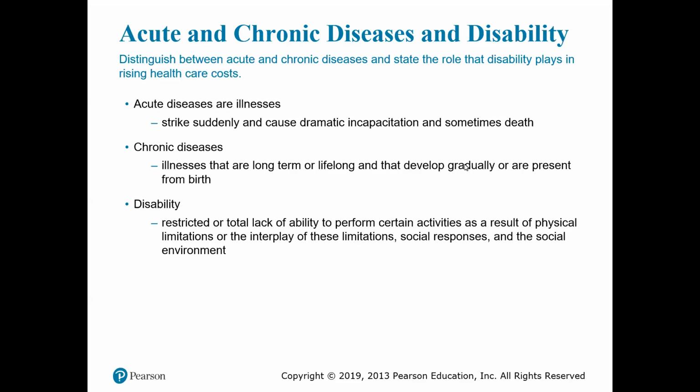Let's look at the differences between acute and chronic diseases and disability or differing abilities. Acute diseases are illnesses that strike suddenly and cause dramatic incapacitation and sometimes death. Chronic diseases are illnesses that are long-term or lifelong, that develop gradually or are present from birth. Among the most common sources of chronic disease and premature death are tobacco use, which increases mortality among both smokers and passive smokers, as well as alcohol abuse. According to some analysts, we have chronic diseases in our society because of the manufacture of illness, those who promote illness-causing behavior and social conditions.